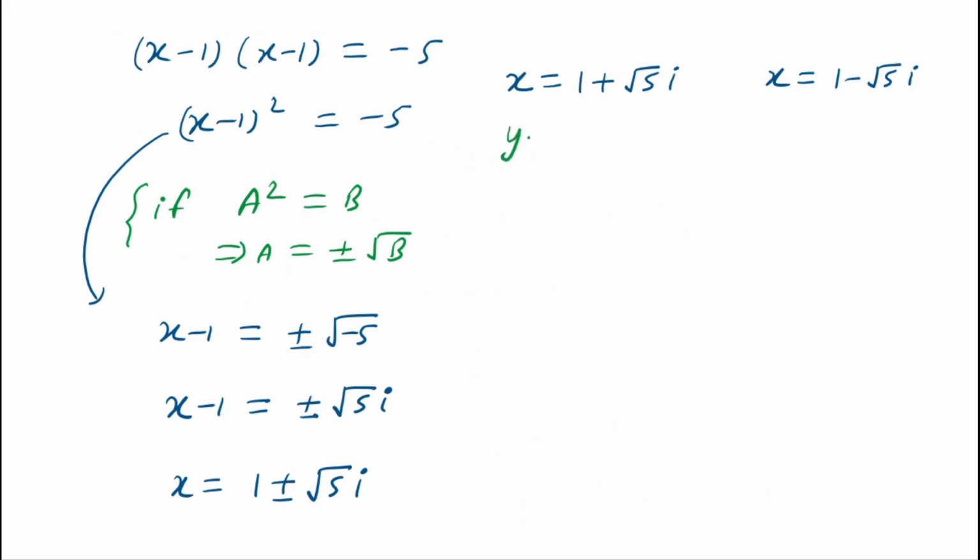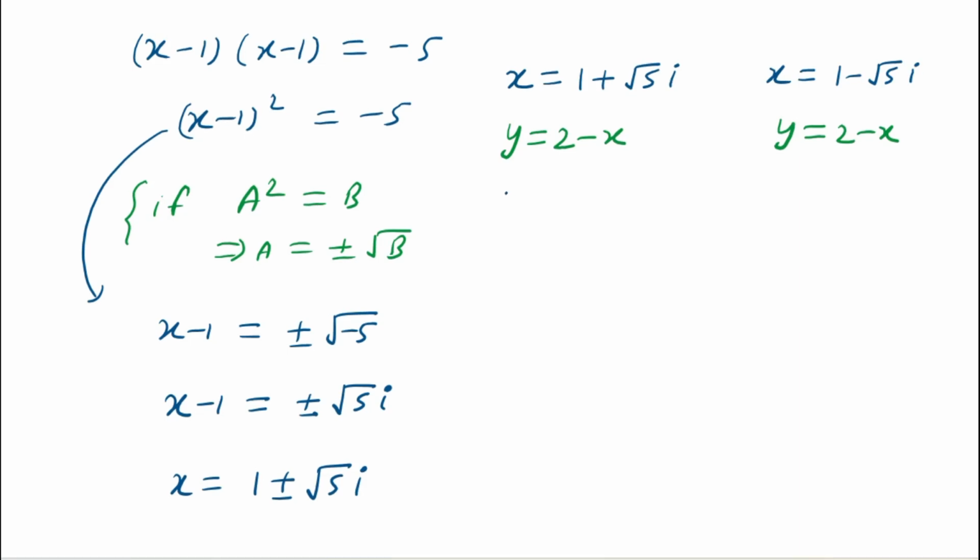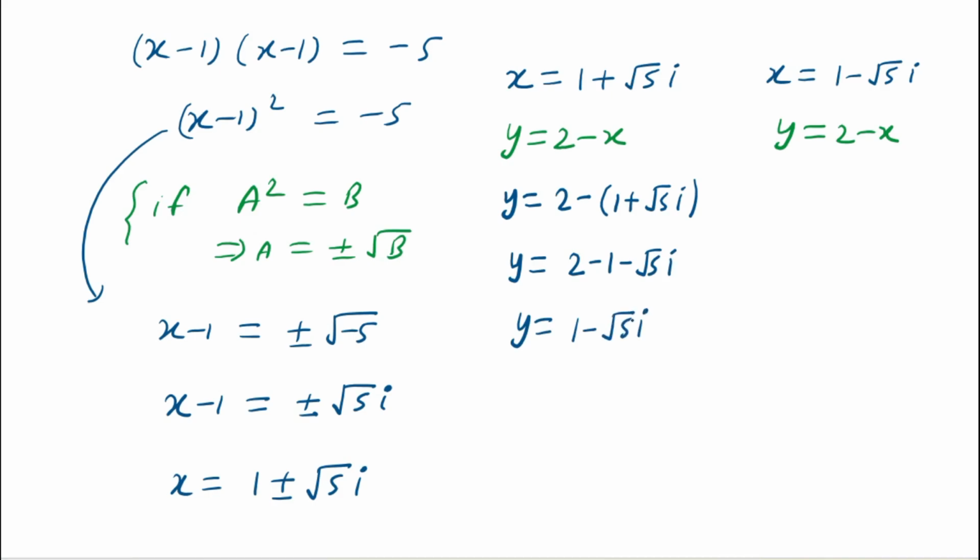Value of y is equal to 2 minus x, and here y is equal to 2 minus the value of x, which is 1 plus square root of 5 times iota. So y is equal to 2 minus, multiplied inside the bracket, minus 1 minus square root of 5 times iota. Then the value of y, 2 minus 1, is 1 minus square root of 5 times iota. So here the first solution (x, y) is: the value of x is 1 plus square root of 5 times iota, and the value of y is 1 minus square root of 5 times iota.